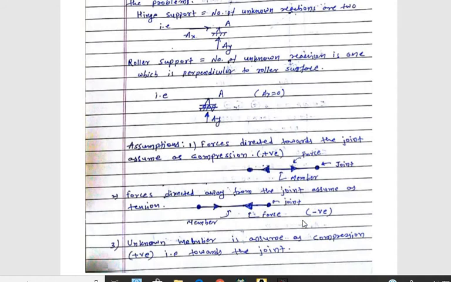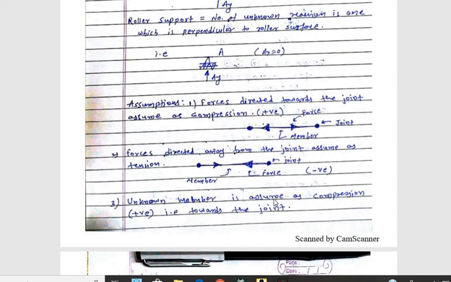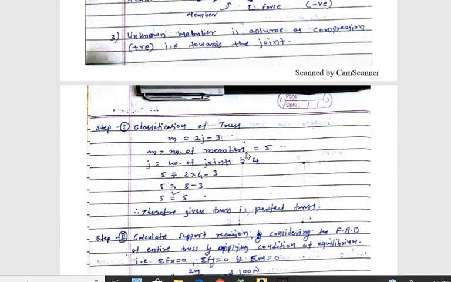And tension is assumed as negative. Okay, now there are unknown members. Unknown members we are going to assume as compression, that is positive, as per our first assumptions. Those members whose force we don't know, that we have to determine, we call the unknown members. For those we assume that the force in the unknown member is compression, and that it is acting towards the joints. Okay, now see the problems.